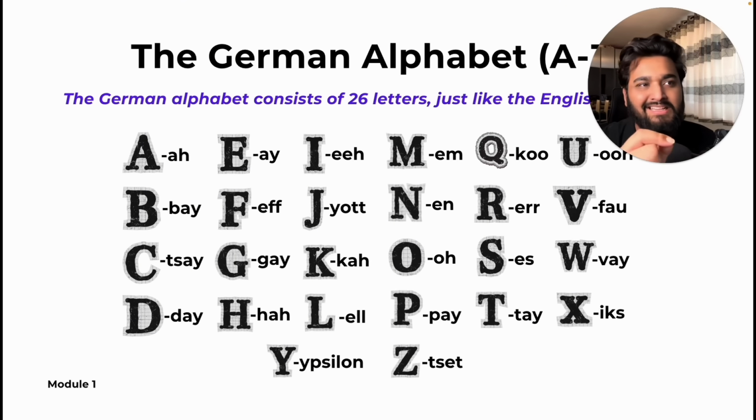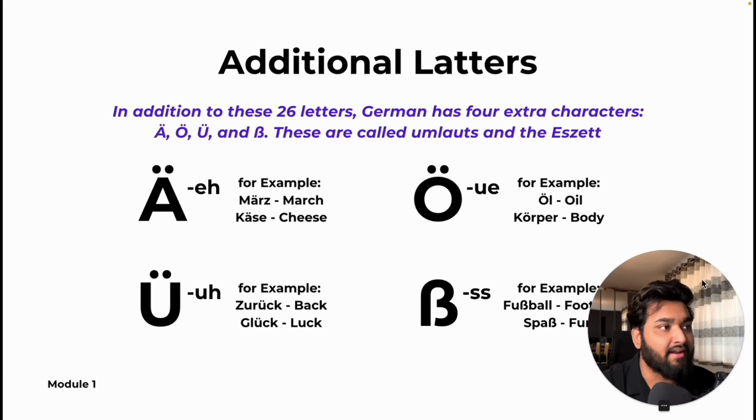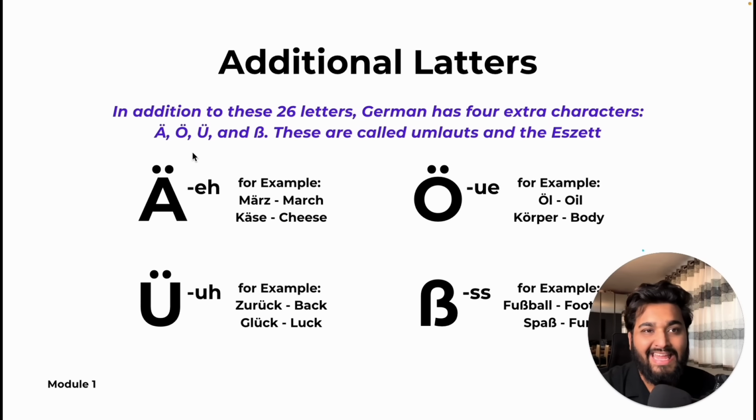So after completing these basics, let's do some advanced ones. Then you have additional letters. In addition to these 26 letters, German has 4 extra characters, and these are Ä, Ö, Ü, and ß. These are called umlauts, and the accent. This one is called the accent, and these are with umlaut. You would say A umlaut, O umlaut, U umlaut, and then the accent.